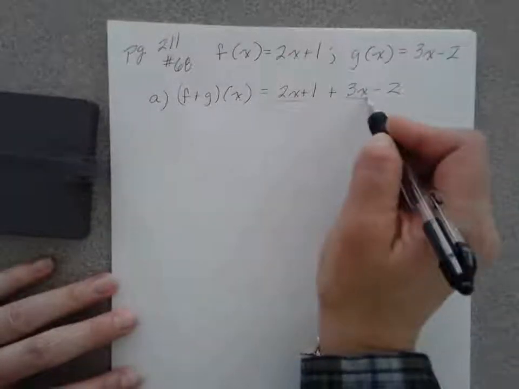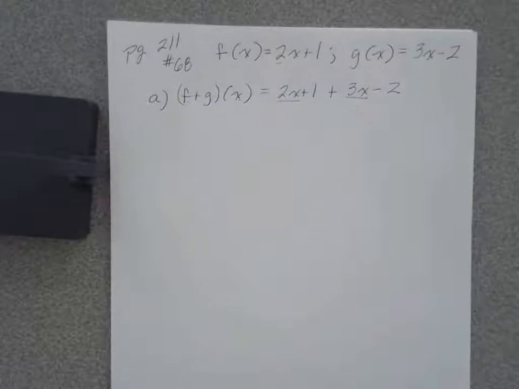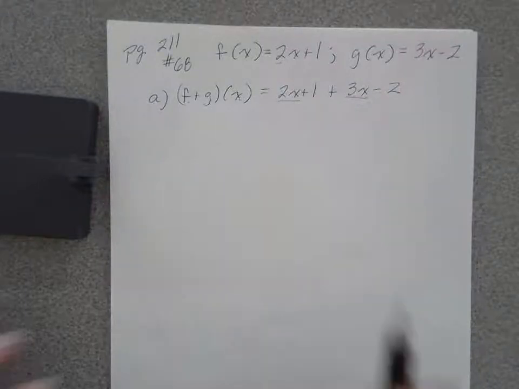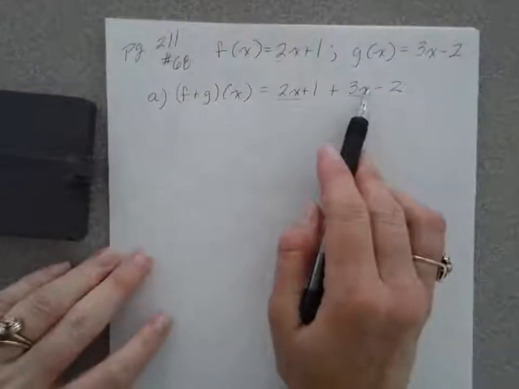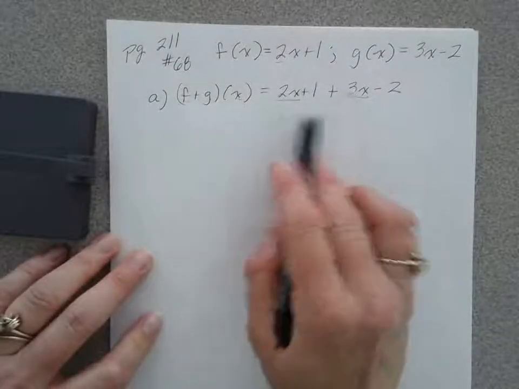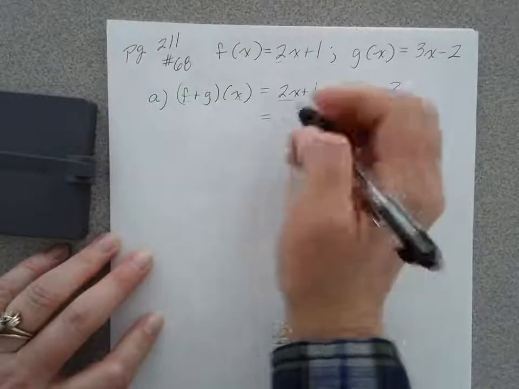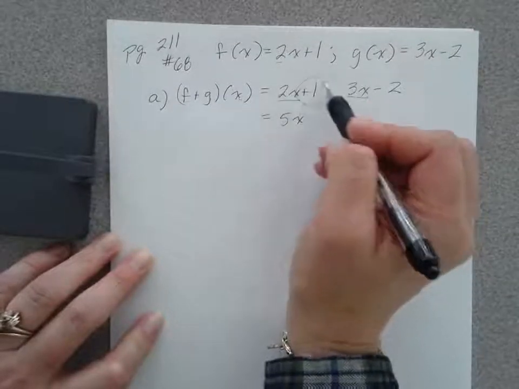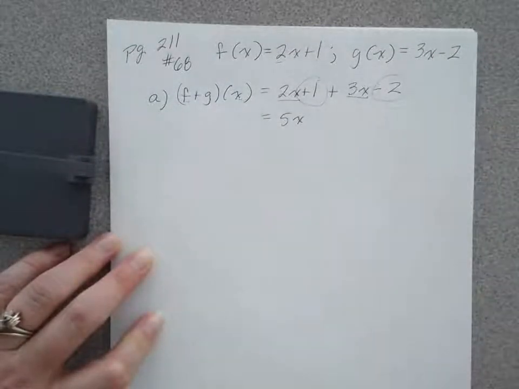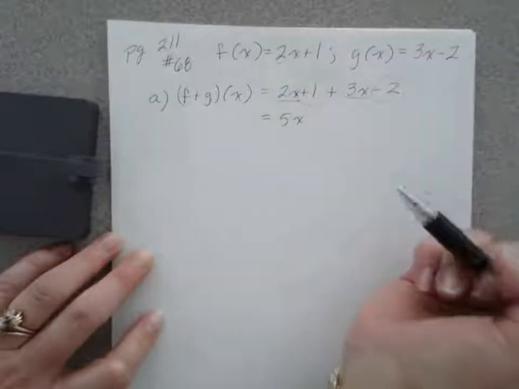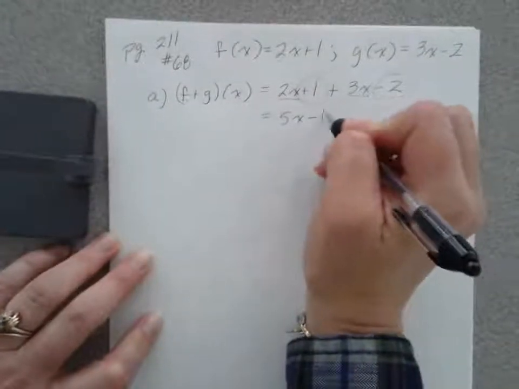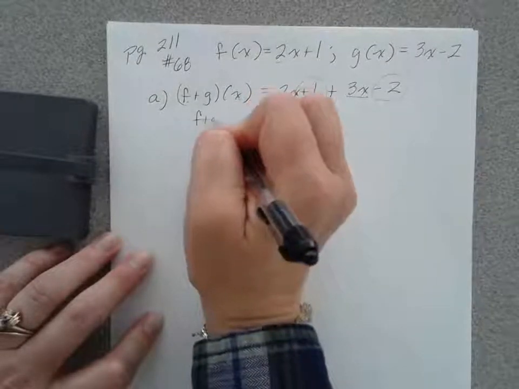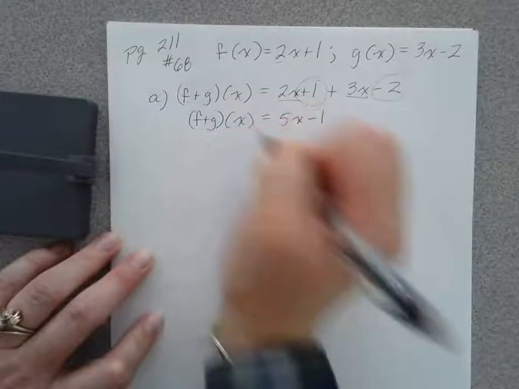The 2x and the 3x. I only add like terms together. You can only add like terms, so it has to not only have x in it, but it has to be x to the same power. So this is x to the first power, this is x to the first power. So I can add their coefficients, the numbers in front of them, together, and what does that give me? 5x. And then I can add the regular numbers, the constants that don't have any variable with them. So positive 1 and negative 2 gives me negative 1. Okay, so that is f plus g of x.